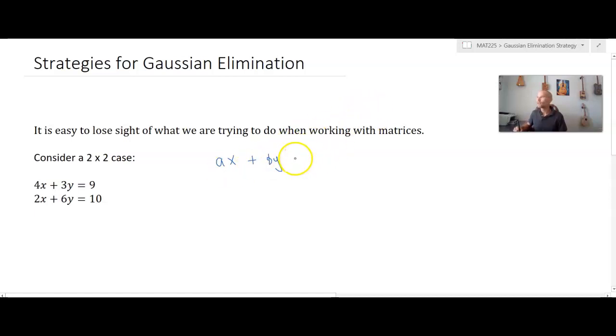In this 2x2 case, let's say that we have ax plus by, and cx plus dy, and for the sake of argument, let's say these equal some constants f and g. So a, b, c, d, f, and g are all constants. X and y are the two variables that we're working with. In matrix form, this would be represented as a, b, f for the first row, and c, d, g for the second row. The optional bar here is just to denote where the equal sign is located.